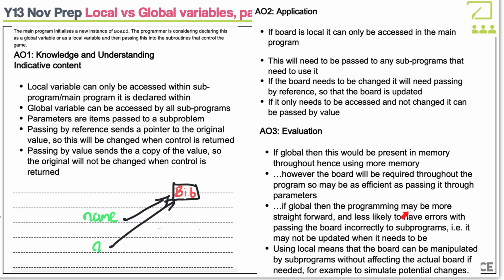If global, then the program may be more straightforward and less likely to have errors with passing the board incorrectly. The downside is that it may not be updated when it needs to be, or you may not be aware of the current state of it. Using local means that the board can be manipulated by subprograms without affecting the actual board if needed, for example, to simulate potential changes.